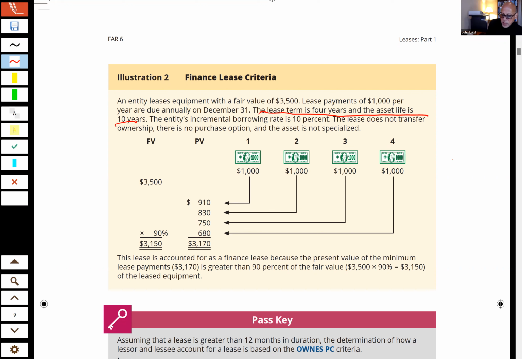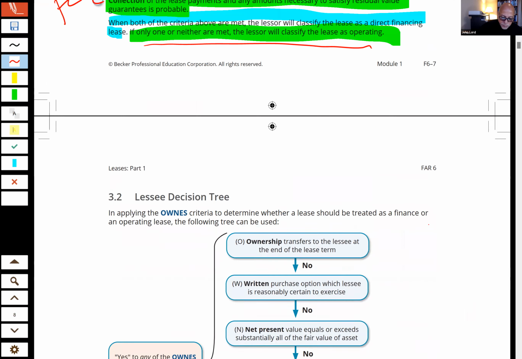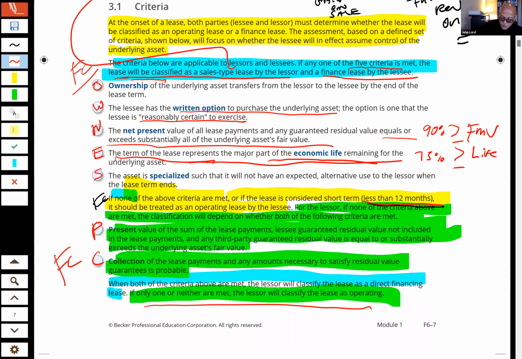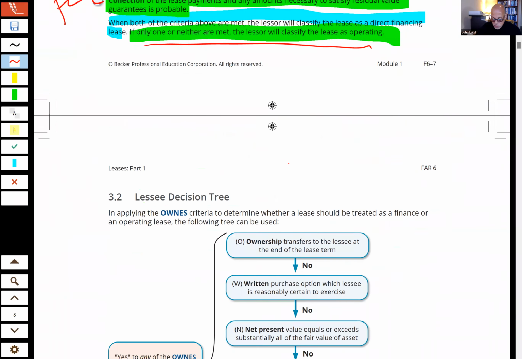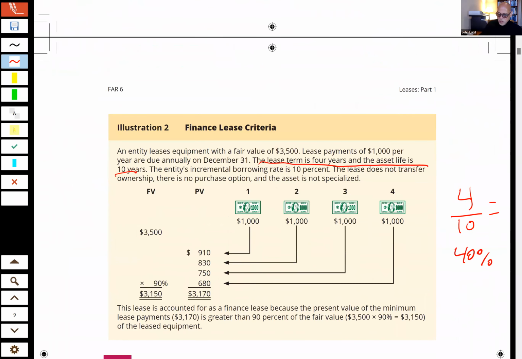Now stop right there. 4 divided by 10 is what? 40%. Do you think that constitutes, because remember we had up here the life, do you think that constitutes a major part of the economic life? No, it's not even getting up to half. So it's going to be no to the economic life question. So that's a no. Okay. But remember, we only have to meet one. That N stands for no.